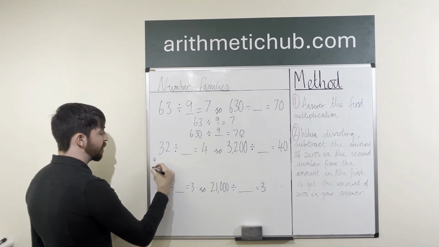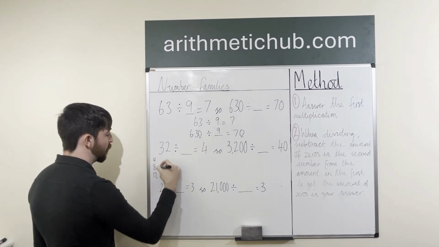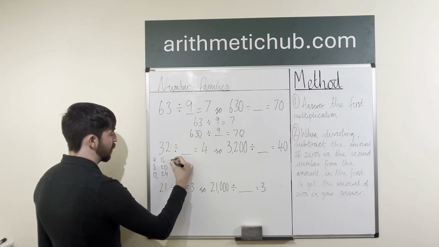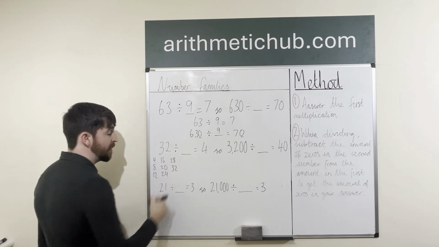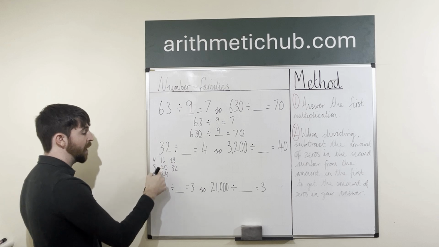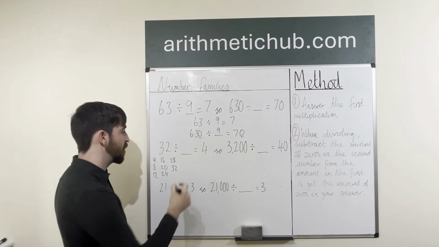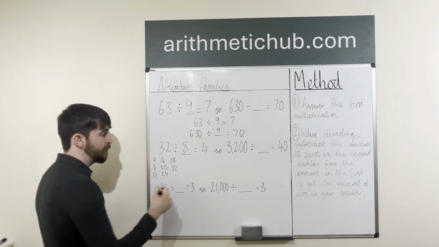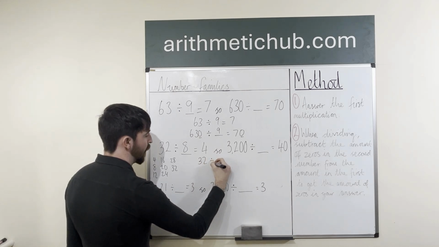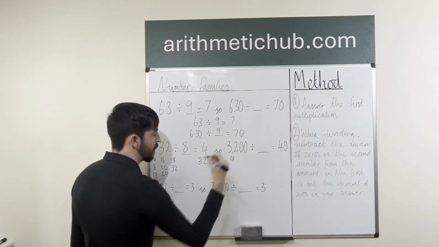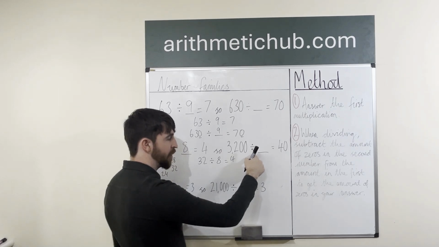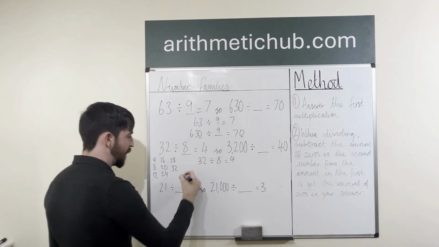I can write my 4s down: 4, 8, 12, 16, 20, 24, 28, 32. So how many lots of 4 gave me 32? 1, 2, 3, 4, 5, 6, 7, 8. 32 divided by 8 is going to give me 4. I can write that down here. Okay? So then it says, so 3,200 divided by something is going to give me 40.